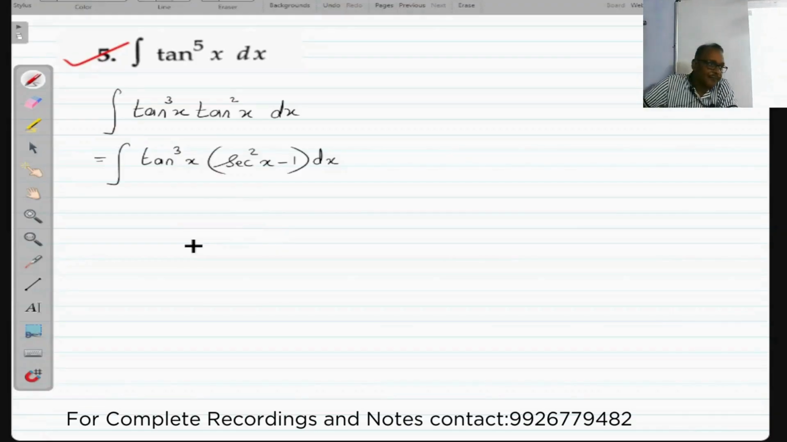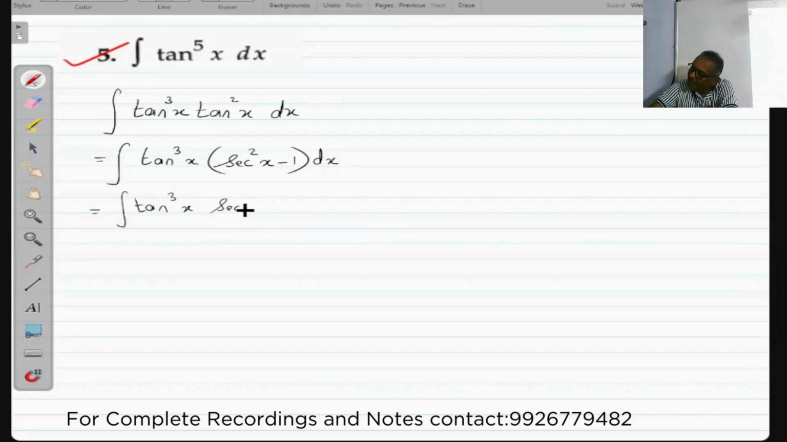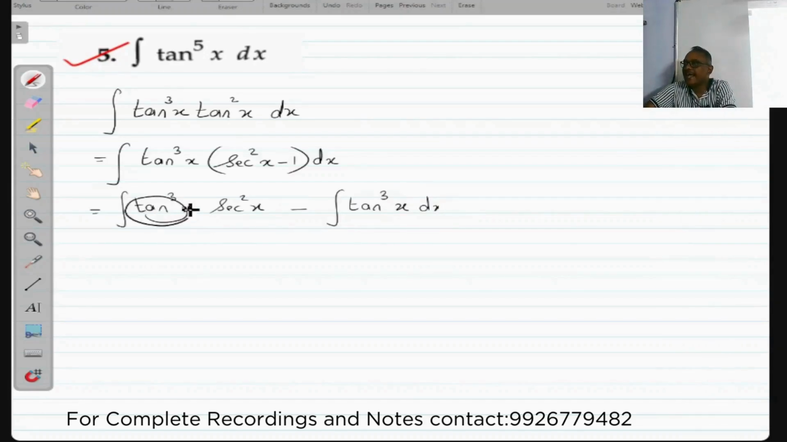सही है. Open this bracket. So this is tan cube x sec square x and tan cube x. सही है. If I take tan x as t, sec square x dx will handle it. So this is not a problem. But again, I have a tan cube.